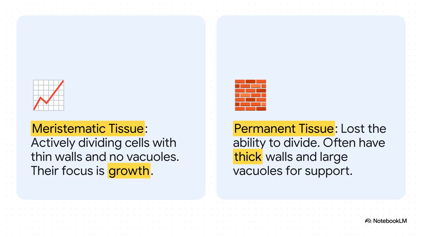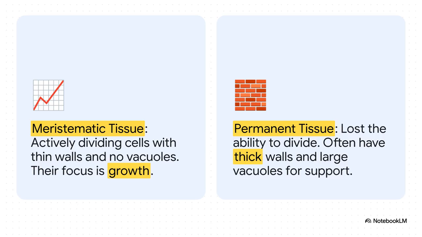Meristematic tissue. Think of these as the growers. They're the construction crew of the plant world. Their cells are just constantly dividing, making more cells. They have thin walls so they can expand easily, and they don't have big storage tanks or vacuoles, because all their energy is going into one thing: growth.